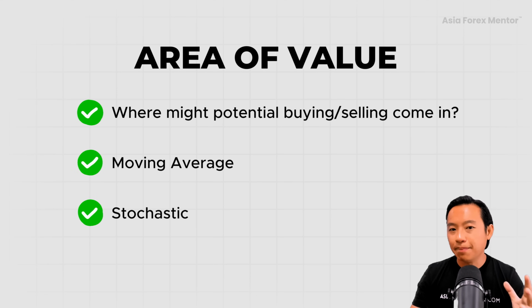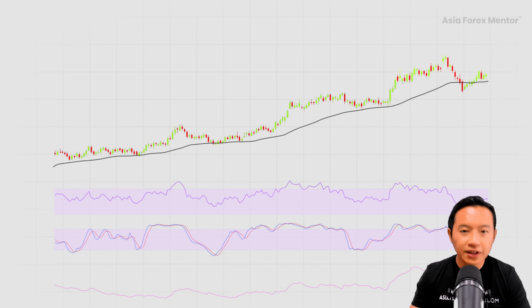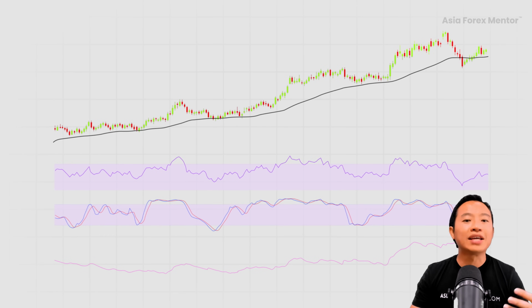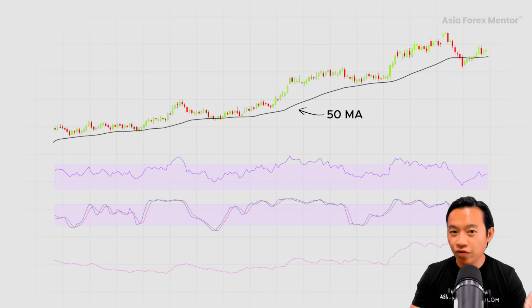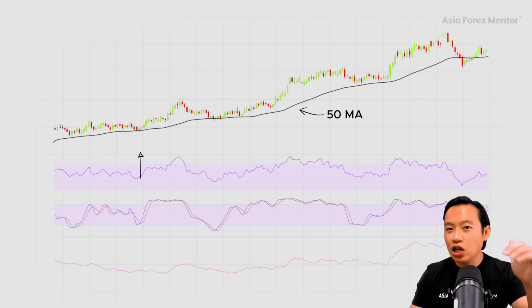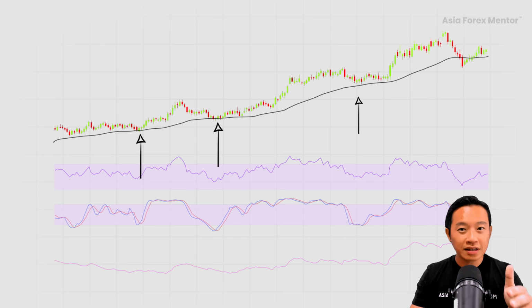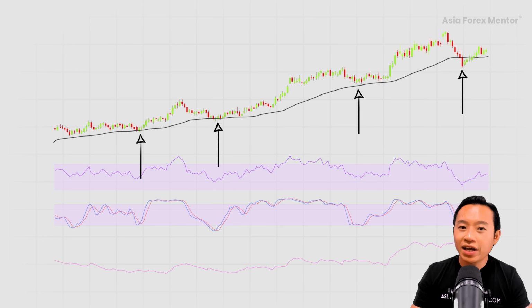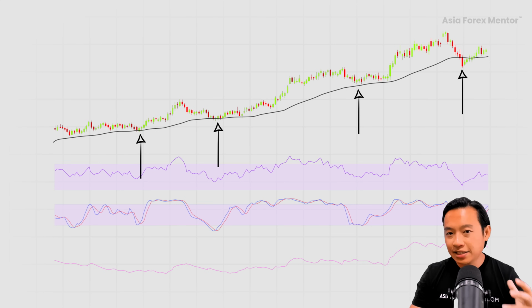Let's go in deeper. For example, we're going to switch to the 50 moving average here, because you can see that it represents a healthy trend. Notice how the price tends to follow or respect the 50 moving average. It identifies an area of value at these lows, this low, this one, and this. This 50 moving average is acting as an area of value where the potential buying pressure can come in. Does it make sense?